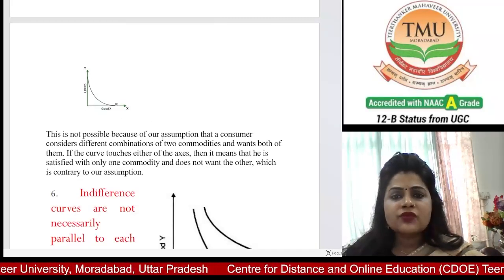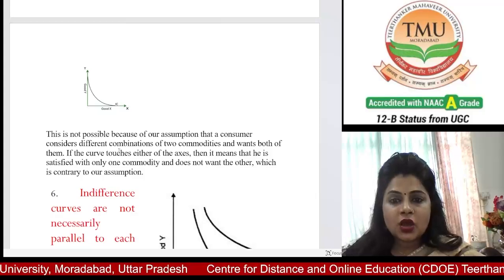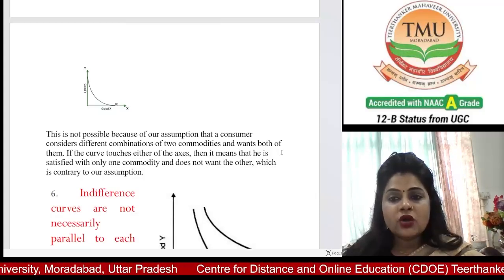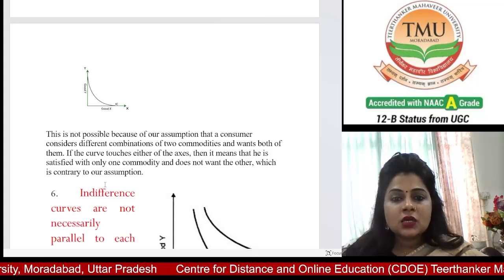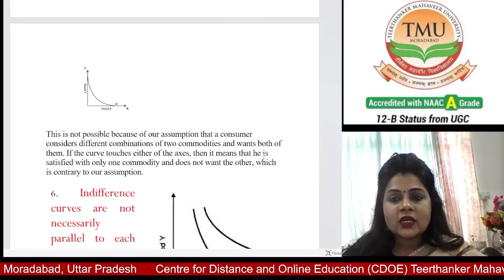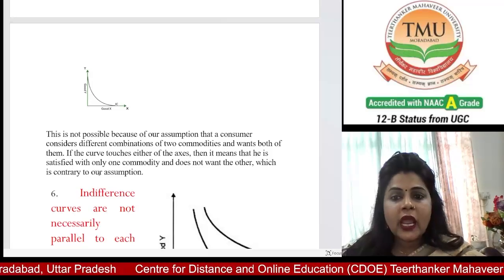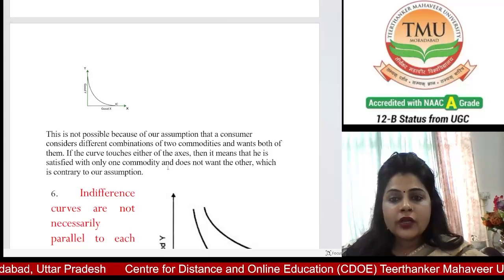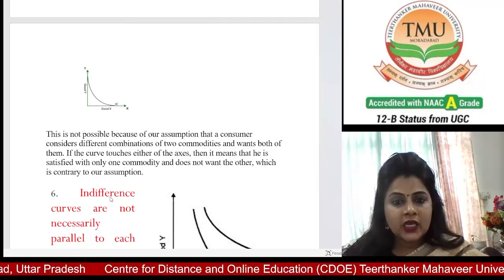This figure is not possible because of our assumption that a consumer considers a combination of two commodities and wants both of them. If the curve touches either of the axes, then it means that he is satisfied with only one commodity and does not want the other, which is contrary to our assumptions.